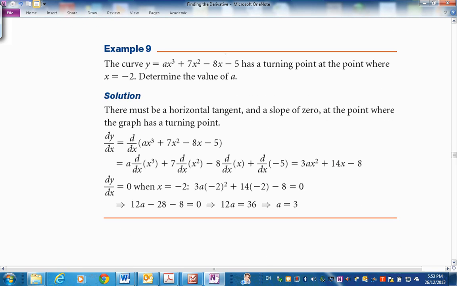Here we have a curve. This is a little bit different. It's a mystery curve. It's got an a value missing there, and we're told it has a turning point where x is -2. Determine the value of a. Now, at a turning point there must be a horizontal tangent. Do we agree with that? Horizontal tangents have a slope of 0.